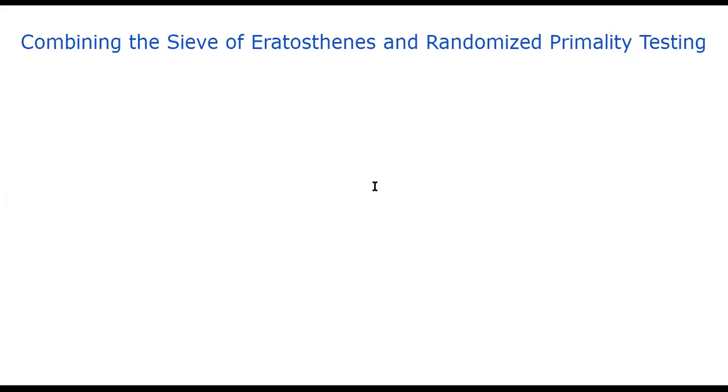Hello, welcome back. In this segment, I will show you how to combine the Sieve of Eratosthenes algorithm and randomized primality testing algorithms, for example, Fermat-Euler or Miller-Rabin. First of all, you may wonder, why do we need to combine?